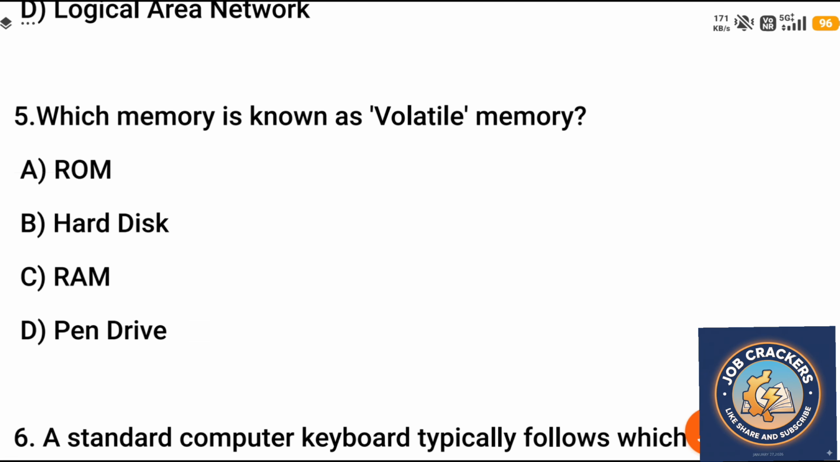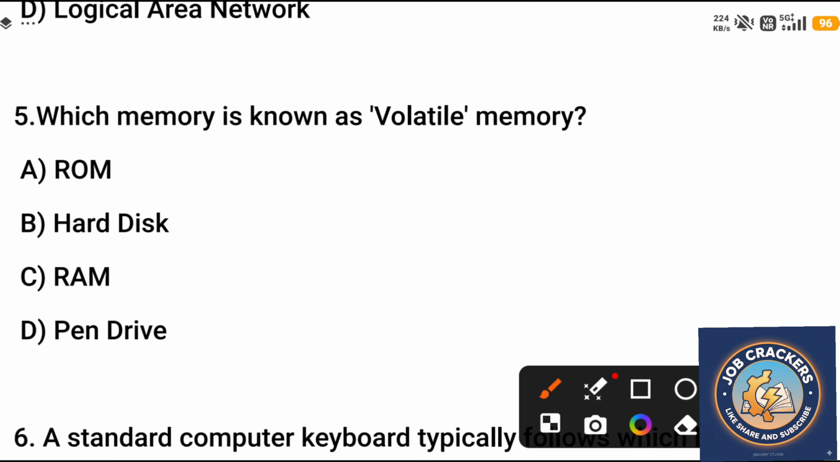Question 5. Which memory is known as volatile memory? A. ROM. B. Hard disk. C. RAM. D. Pen drive. Correct answer is option C.